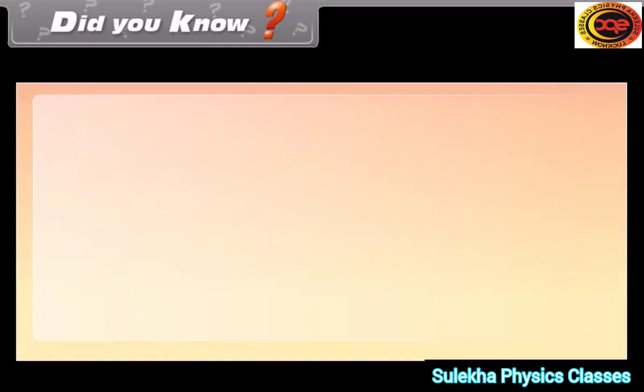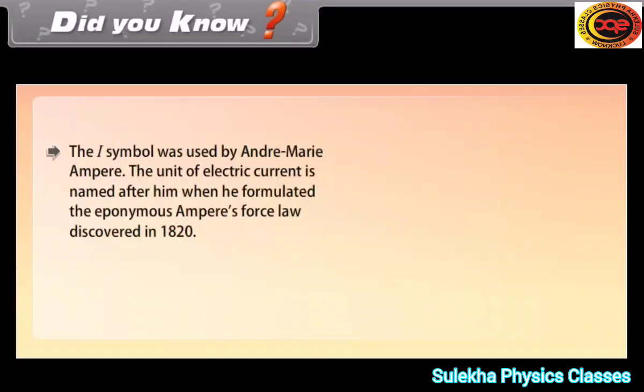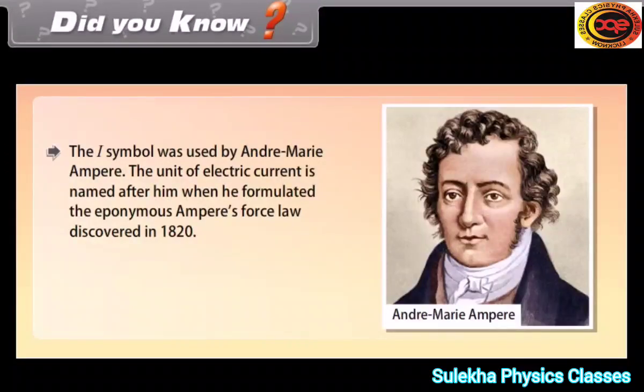Did you know? The I symbol was used by André Marie Ampère. The unit of electric current is named after him, when he formulated the eponymous Ampère's force law discovered in 1820.